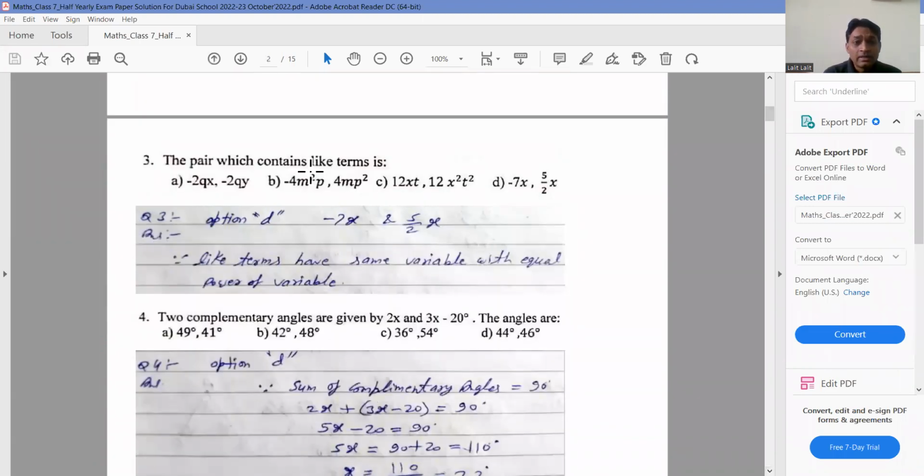Third question: the pair which contains like terms. What are like terms? Like terms are terms which have the same variables with equal power of the variable. Here the variables are qx and qy; x and y are different. Here m square p and mp square, the powers of variables are different. Here xt and x square t square, again the powers of variables are not the same. The option minus 7x and 5 upon 2x: here the variable is also x and the power of the variable is also 1, x raised to the power 1 and x raised to the power 1. So these two are like terms. So the answer is D.